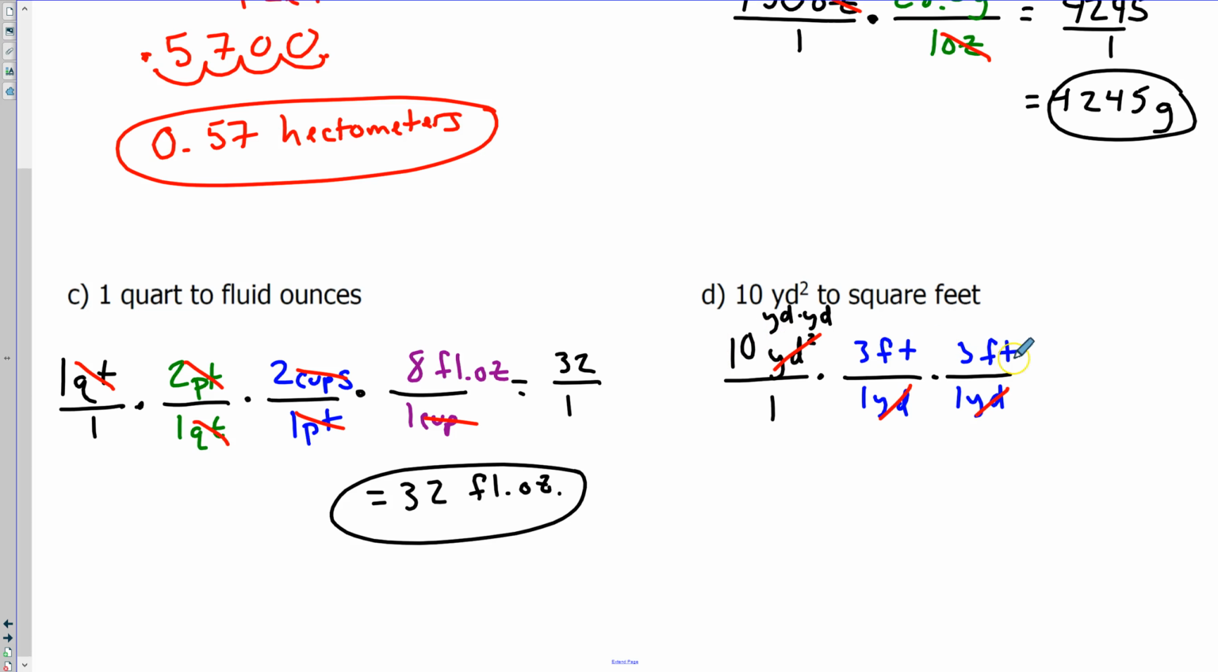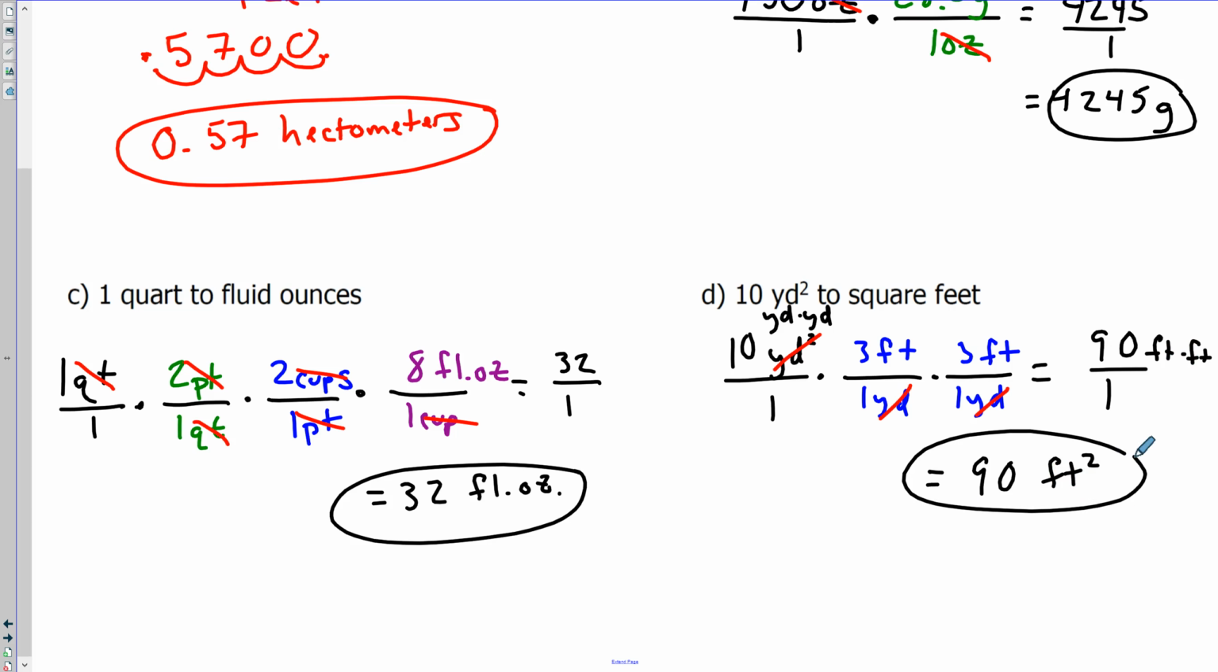So I'll multiply across the top. 10 times 3 times 3, that's 90. The bottom is 1 times 1 times 1, which is 1. 90 over 1 is 90. And then my units, if you notice we have feet times feet, that's where the square feet come from. So our final answer will be 90 square feet.